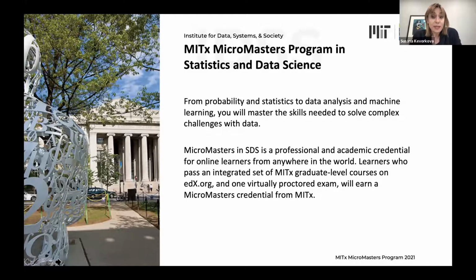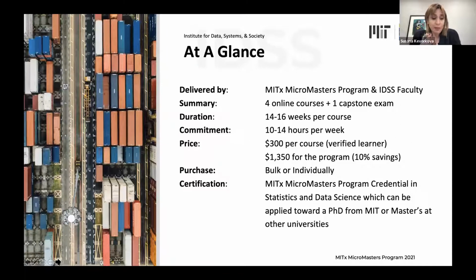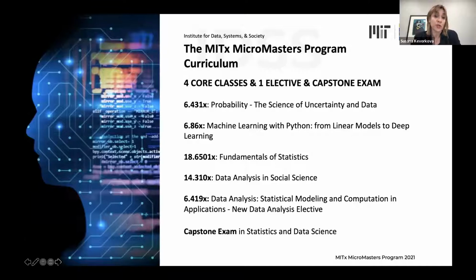The MicroMasters program in Statistics and Data Science comprises 4 online courses and a virtually proctored exam. We have 5 courses within the program, where 3 courses are core and required, and then we have a category of data analysis courses, which is represented by 2 electives. The goal of the program is to provide learners with the foundational knowledge essential to understanding the methods and tools used in data science, and hands-on training in data analysis and machine learning. You have to pass all 4 online MIT-level-of-rigor courses and a virtually proctored exam, and then you can earn the MicroMasters credential from MITx.